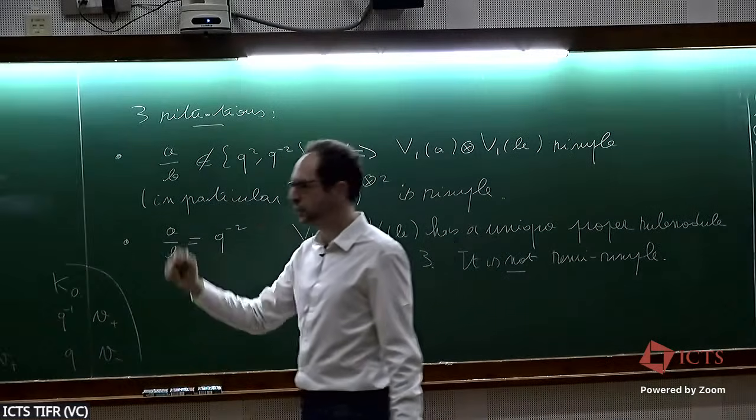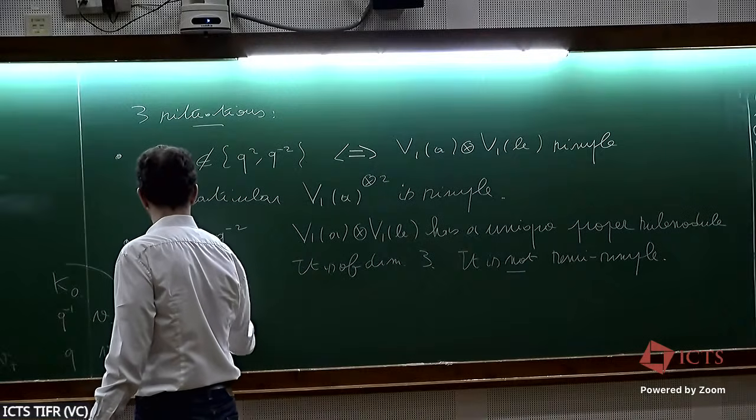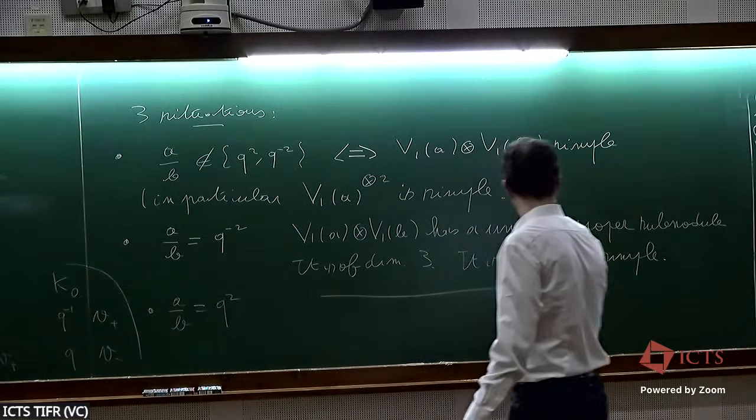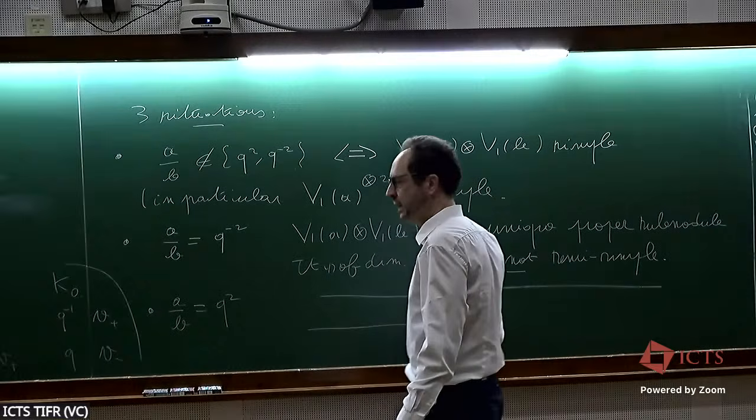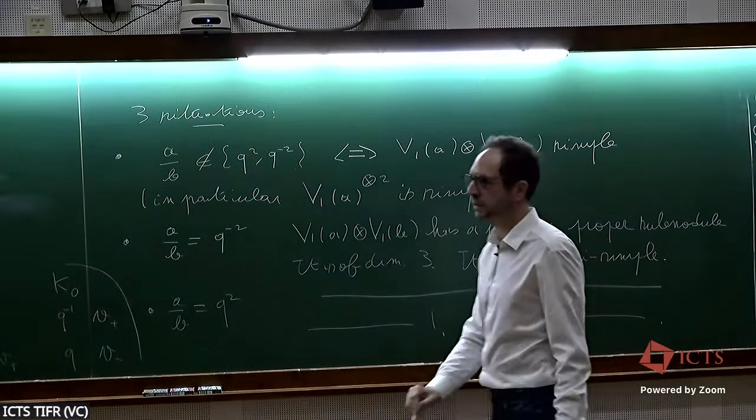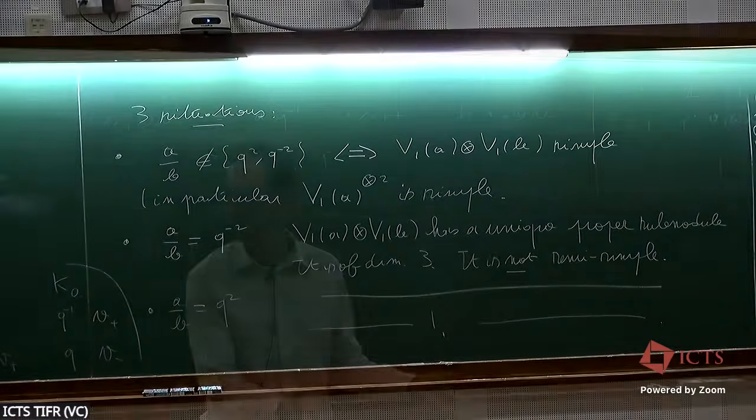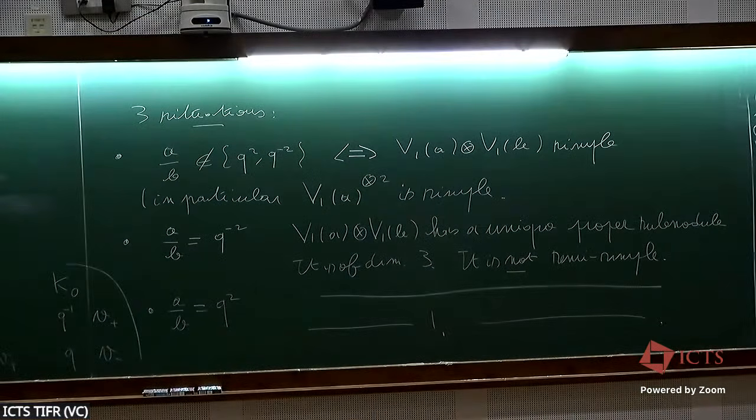And we can look at the reverse order. Then it has also a unique proper submodule, but now not of the same dimension, of dimension 1. And it is not semi-simple. So we get an example of a non-semi-simple module of dimension 4 in this category. But we get also a counterexample for the braiding, also from this.